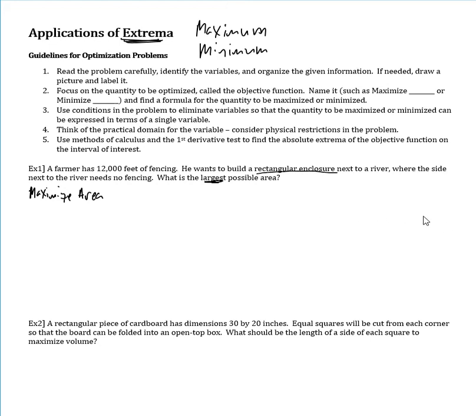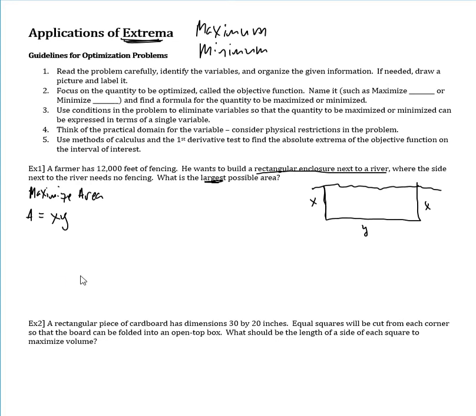So the rectangular enclosure next to a river. Okay, so let's say this is the river, the squiggly line, and then I want to build my rectangle right there. Okay, so it's like that. And then if you have a rectangle, well, you can label these. This would be X, or it doesn't matter what letters you use. I'm going to call it X though, and let's call this Y. And then let's go ahead and label that one X as well. And so based on this picture, I know the area of a rectangle, maximize area, the area of a rectangle, let's use A for area, based on the letters that I used would be X times Y. Okay, so that's what I want to maximize.